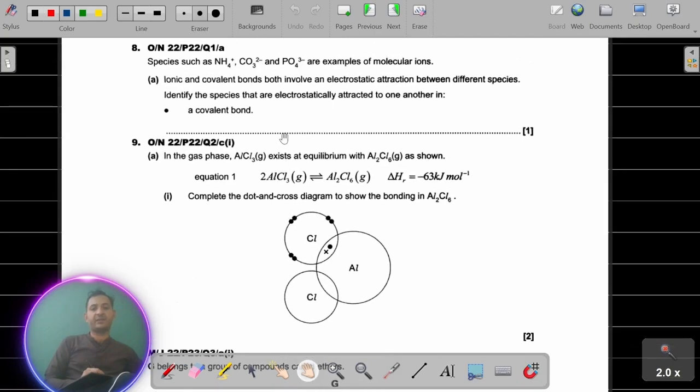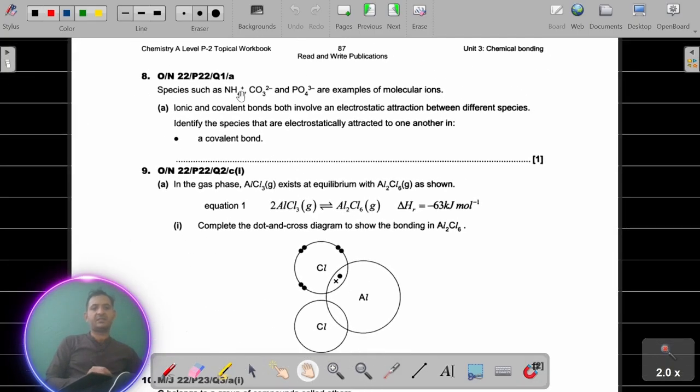So the next question we have: species such as ammonium, carbonate and phosphate are examples of molecular ions. Question 22: ionic and covalent bonds both involve electrostatic attraction between different species. Identify the species that are electrostatically attracted to one another in a covalent bond.